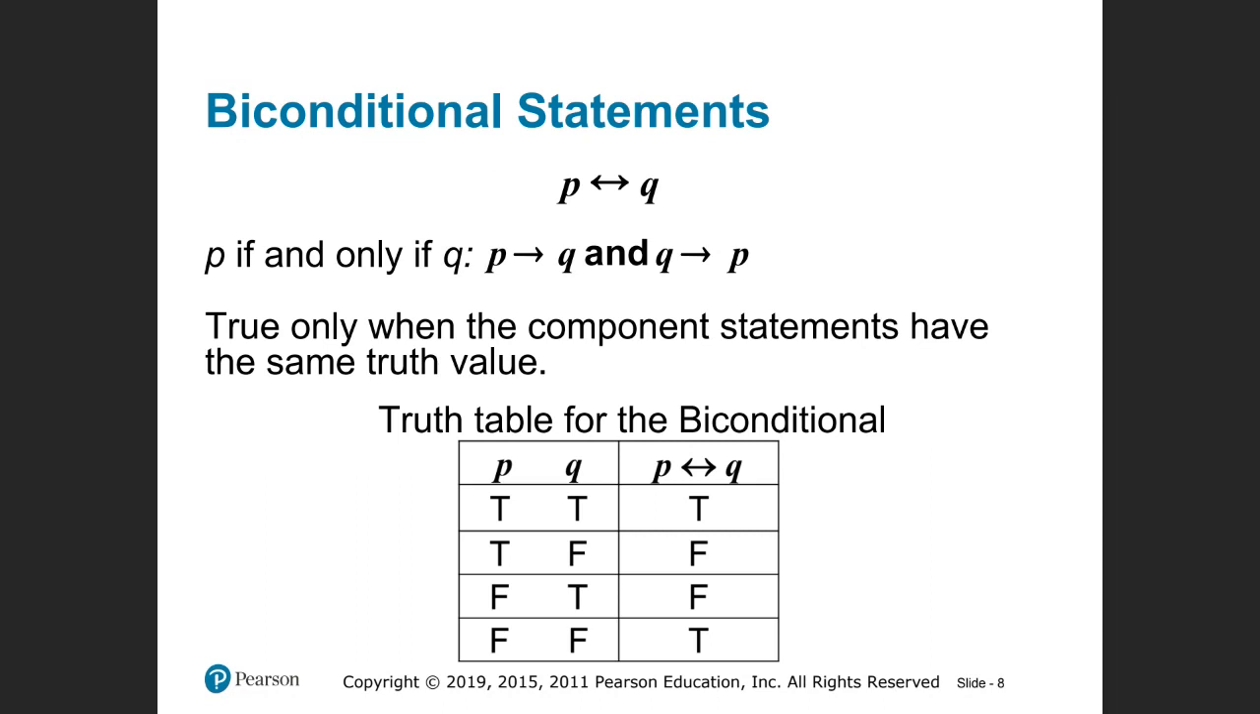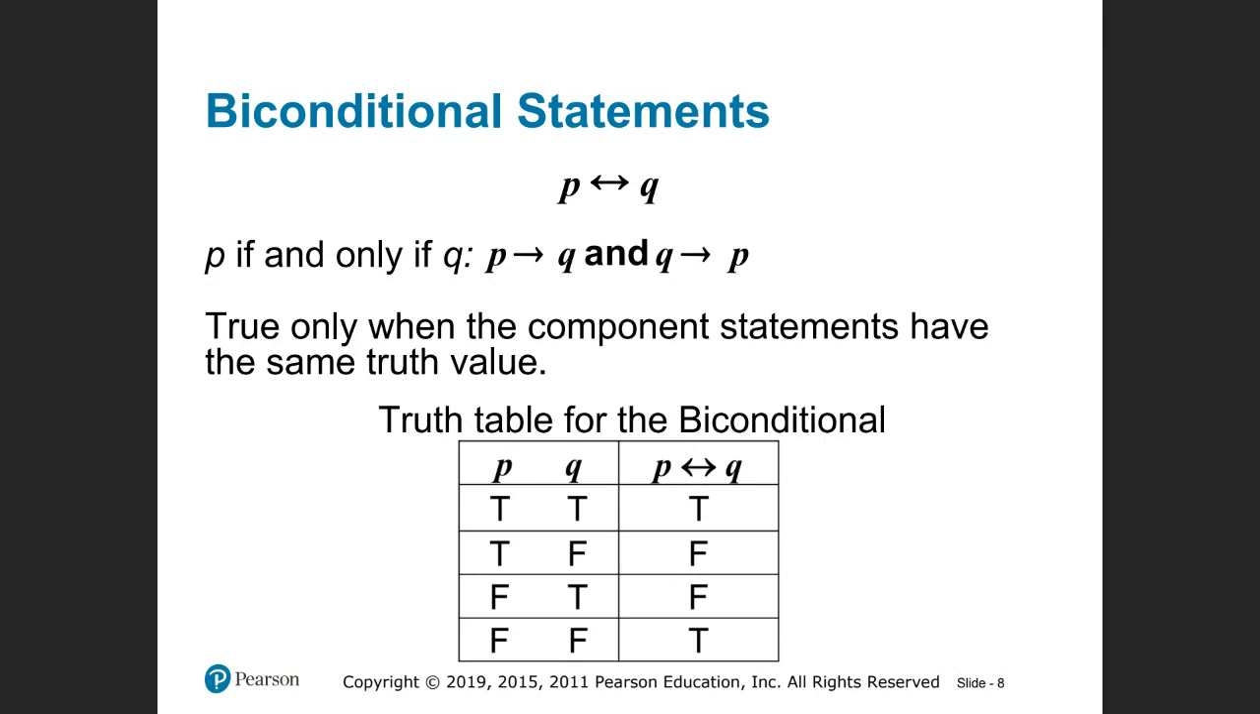Now we have biconditional statements, and this is where you have the arrow going both ways. P if and only if Q. So it's P if Q and Q if P. This is true only when the component statements have the same truth value.